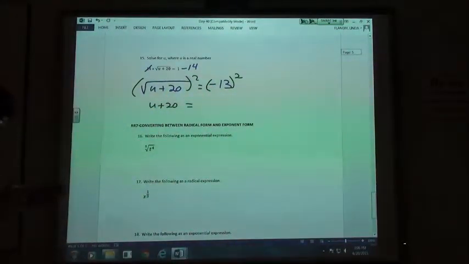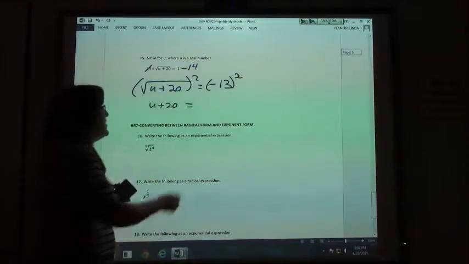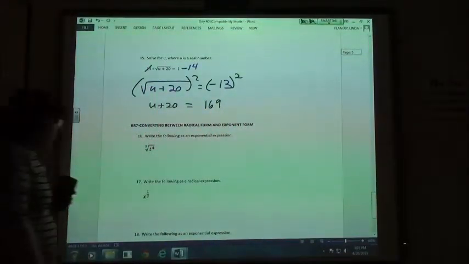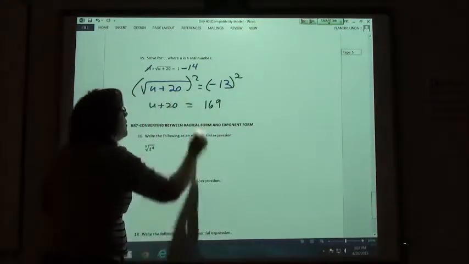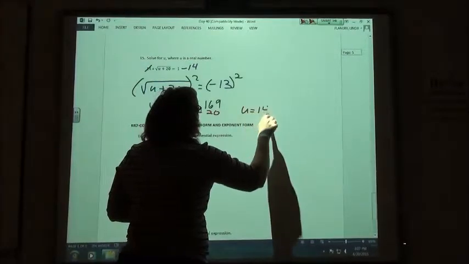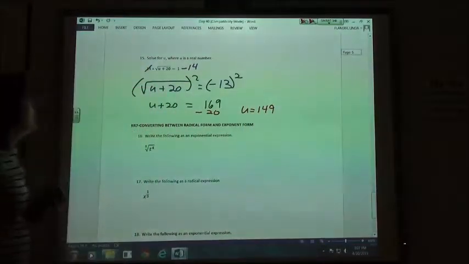Negative 13 squared. Make sure you use the parentheses. I have to remind you of that all the time. Negative 13 times negative 13 is a positive 169. Solving that, I would minus my 20, and I would get u equals 149. I'm going to go ahead and check that.